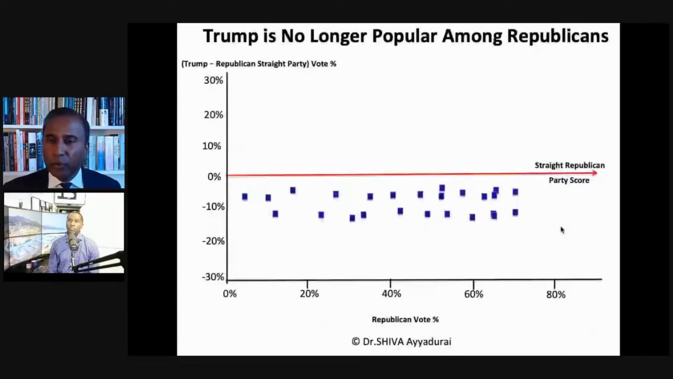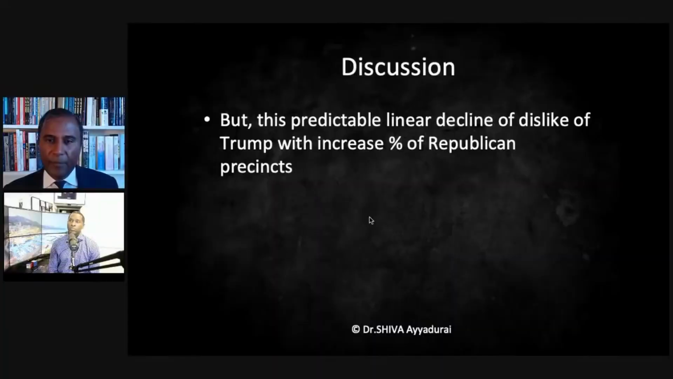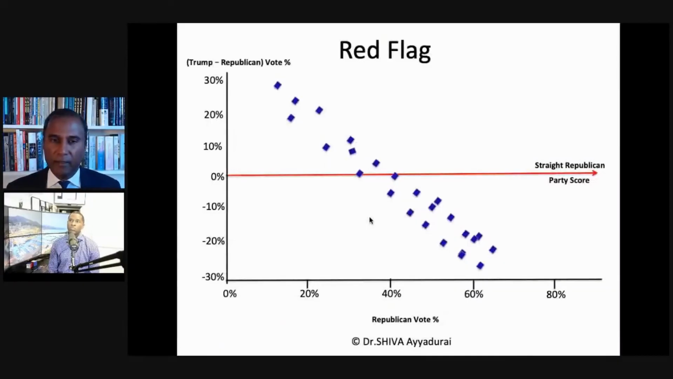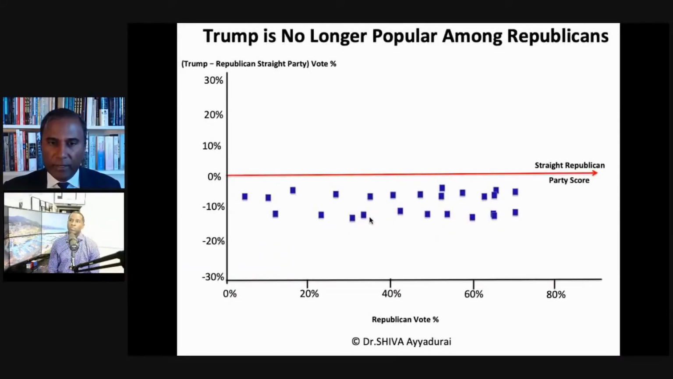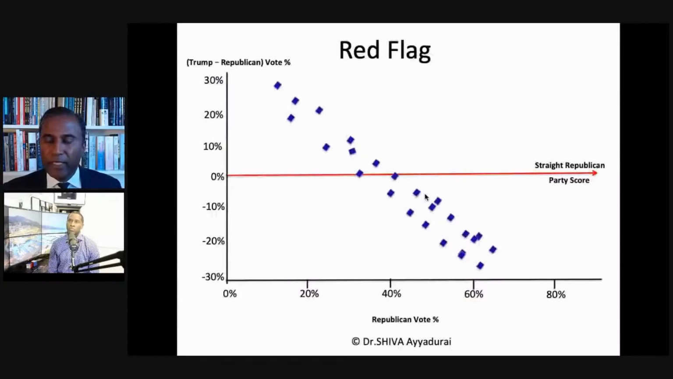Well, if that were true, what would you see? You would see this. You would see all these precincts deviating from the norm, at some distribution like this. But that's not what we see. What we see is a predictable line, a decline of dislike for Trump with increasing percentage of Republican precincts. We actually see this. We don't see this. If Mitt Romney was right, you would see this. Or if any rational person would say, oh yeah, Trump just upset a lot of Republicans everywhere, well, across all precincts you'd see this everywhere. But what we see is this.